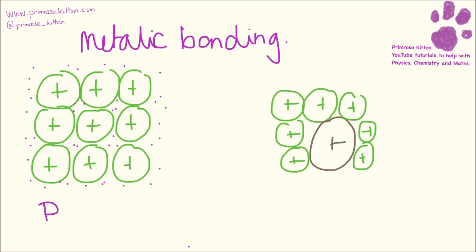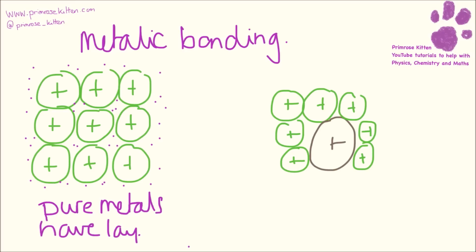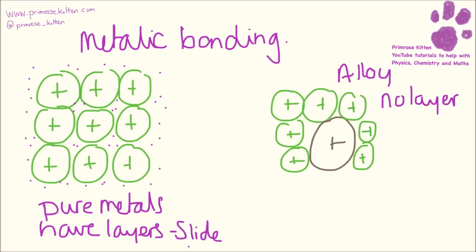Now, pure metals have layers. Which means they can slide, whereas an alloy doesn't have any layers. You can see that big brown blob in the middle disrupting the layers. If there is no layers, there is no sliding. If there is no sliding, it makes it harder, which means alloying a metal improves its properties, it's going to make it much more useful for things.